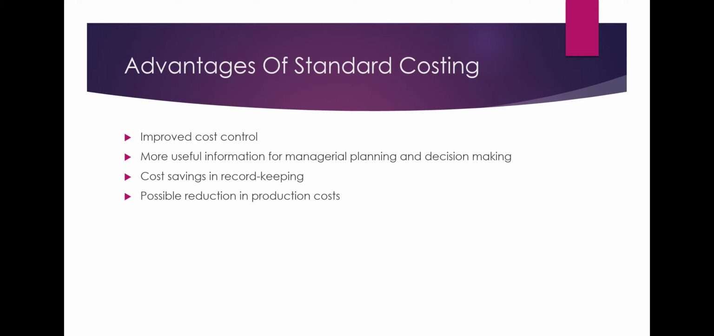The third is cost savings in record keeping. Although a standard cost system may seem to require more detailed record keeping during the accounting period than an actual cost system, the reverse is true. For example, a system that accumulates only actual costs shows cost flows between inventory accounts and eventually into cost of goods sold. It records these varying amounts of actual unit costs that must be calculated during the period.